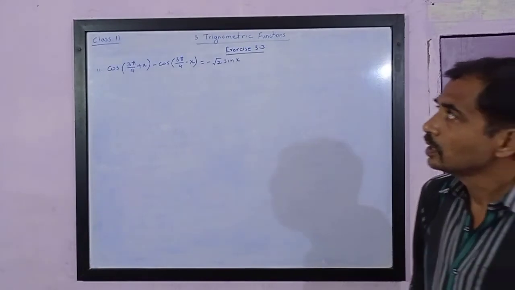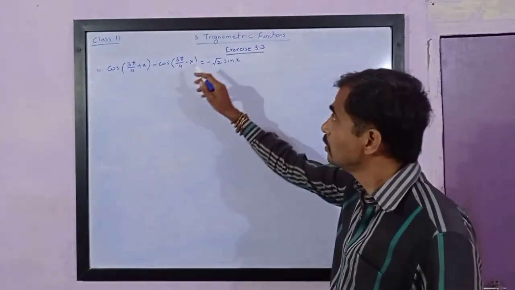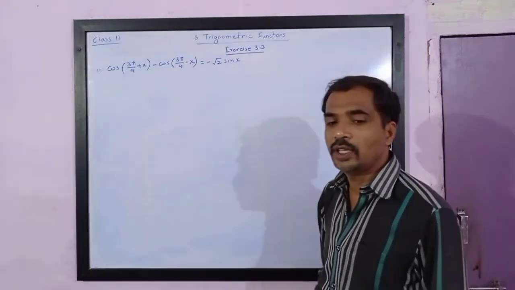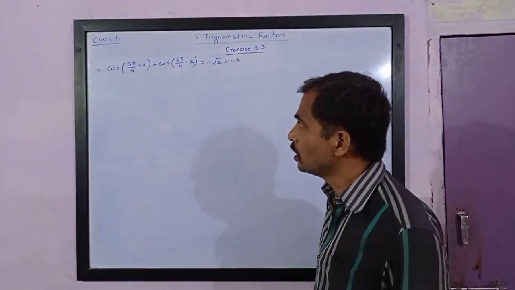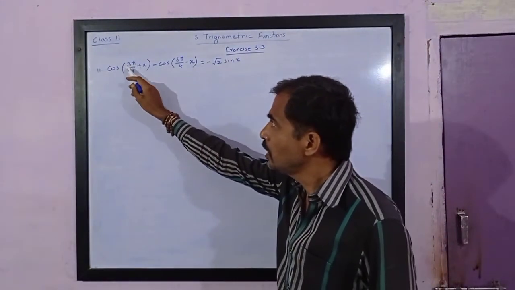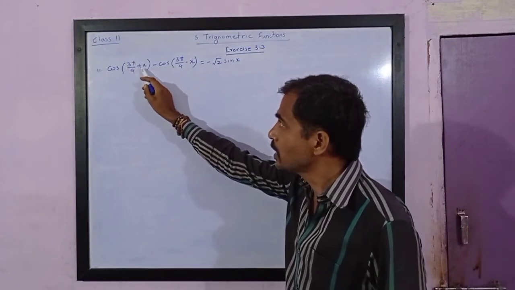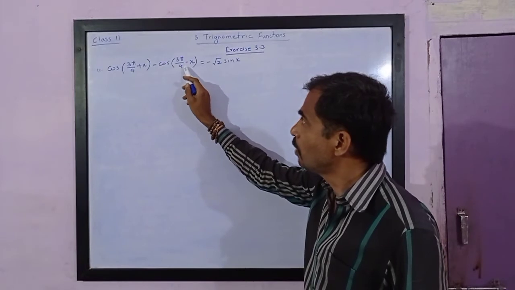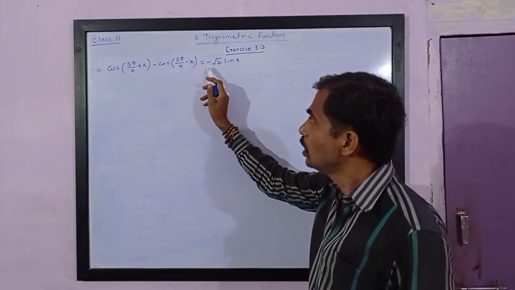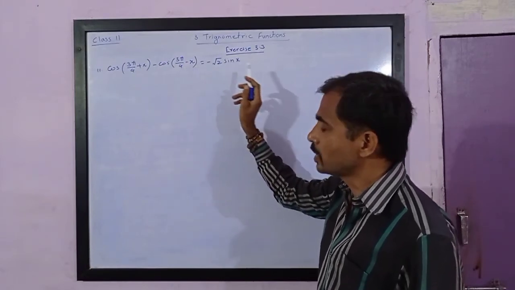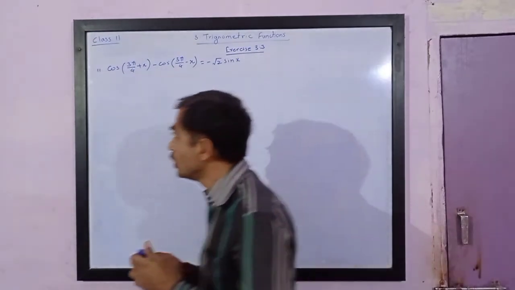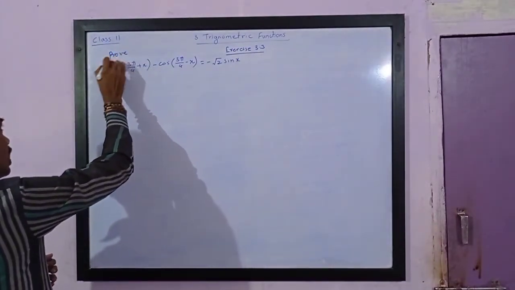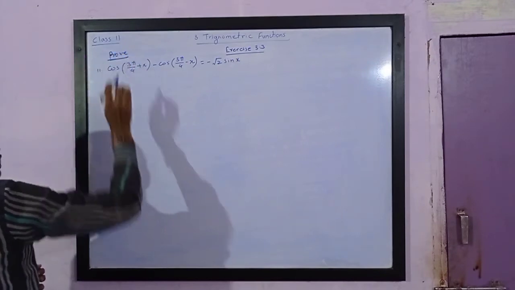Dear friends, in class 11 we are studying the third chapter, trigonometric functions, and in exercise 3.3 we have the 11th question. Cos of 3 pi upon 4 plus x minus cos of 3 pi upon 4 minus x is equal to minus root 2 sin x. We have to prove this, that LHS is equal to RHS. So this was the question asked.